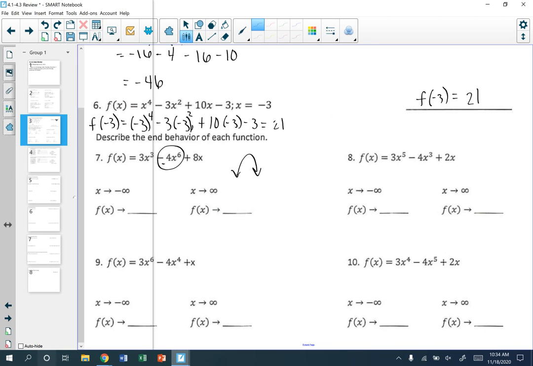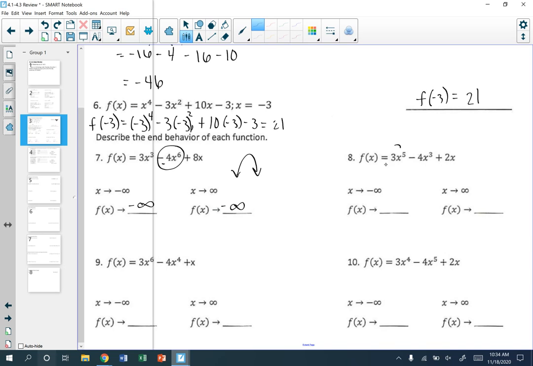That's all I need. I can see as x goes to negative infinity, so as I move to the left, my graph is going to negative infinity. As x goes to positive infinity, as I go to the right, my graph is going to negative infinity.